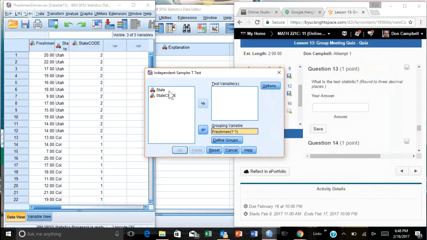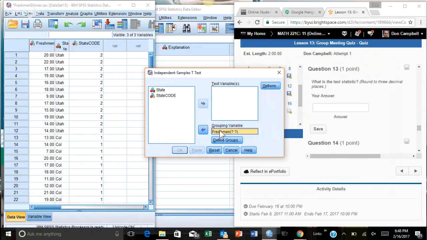And have we done an automatic recode for this? Yeah. Okay. That's how we have this column here that says state code, 2s and 1s, meaning Colorado and Utah, or Utah and Colorado. So what is the test variable? I believe this number over here is the one that changes. This number doesn't change. Yep, that just refers to the state.